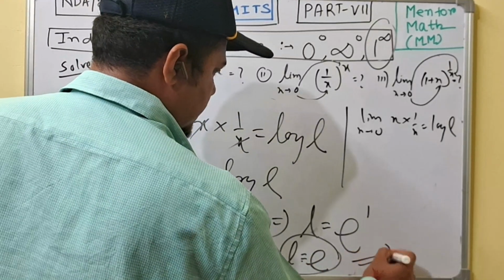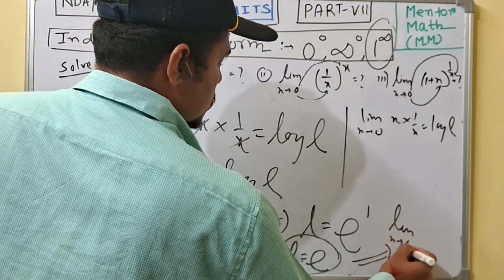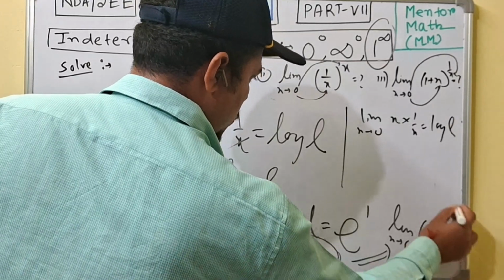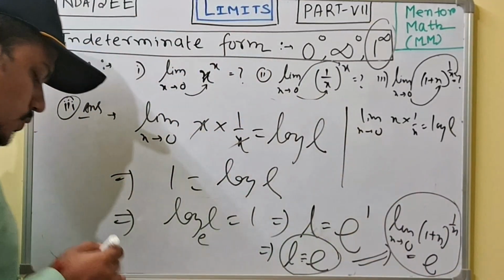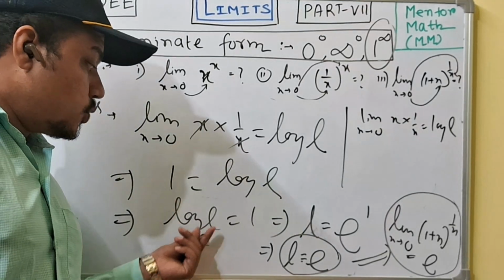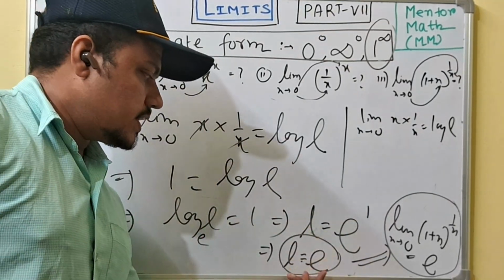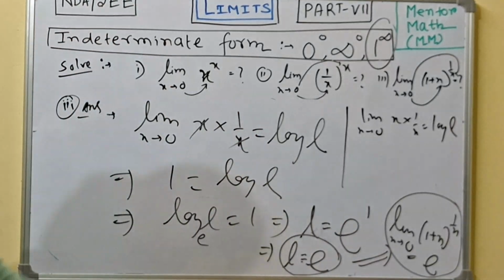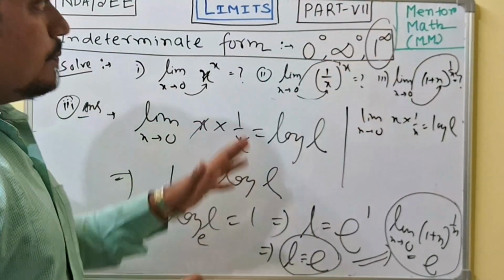So you can say limit x tends to 0, (1 plus x) to the power 1 by x is equal to e. The solution is e. Because the base is e, the L value is e to the power 1, which is e, so the limiting value is equal to e. So in that way you can solve the 1 to the power infinity form. Very important in that situation.